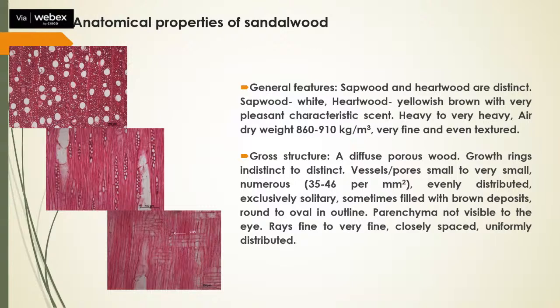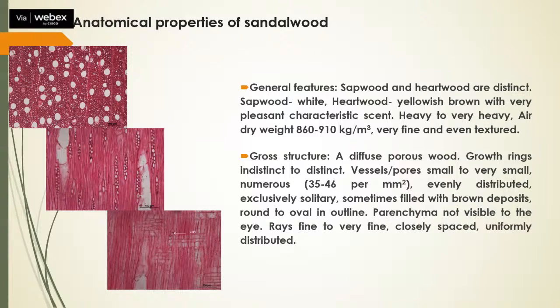So here the sapwood and heartwood are distinct. Sapwood is white and heartwood is yellowish brown with a very pleasant characteristic scent. The wood is heavy to very heavy, that means the specific gravity is around 860 to 900 kg per cubic meter, and the wood has a very fine and even texture.